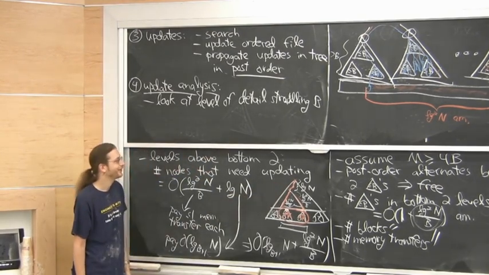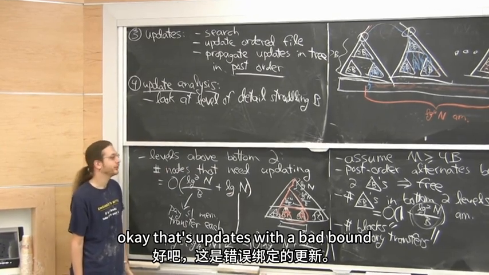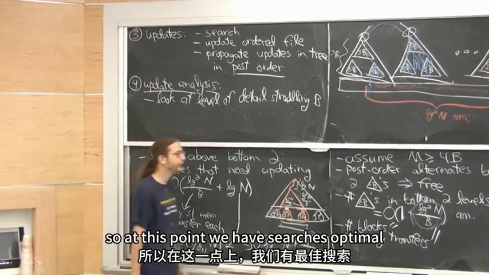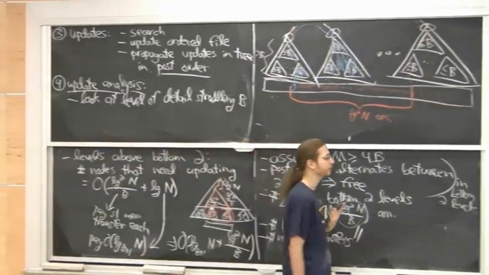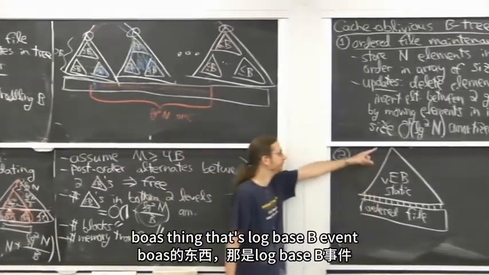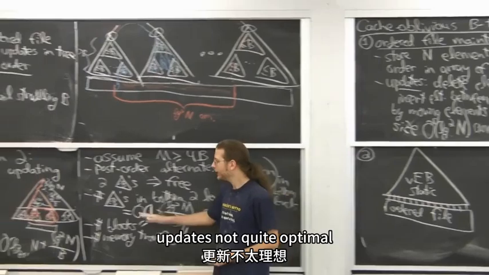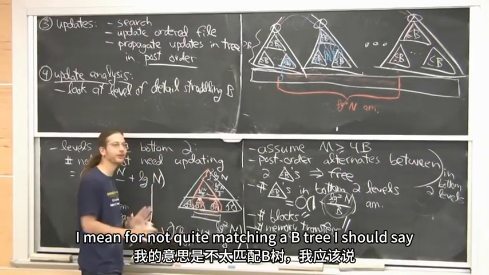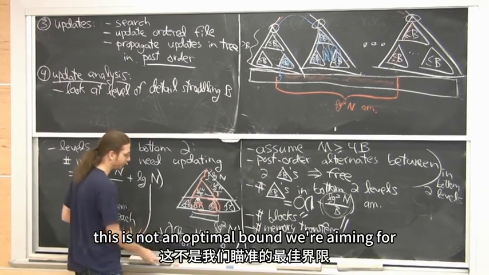Whew. Okay, that's updates with a bad bound. But turns out we're almost there. So at this point, we have searches optimal, because searches are just searching through the van Emde Boas thing. That's log base b of n. Updates, not quite optimal. I mean, for not quite matching a B tree, I should say. This is not an optimal bound we're aiming for.